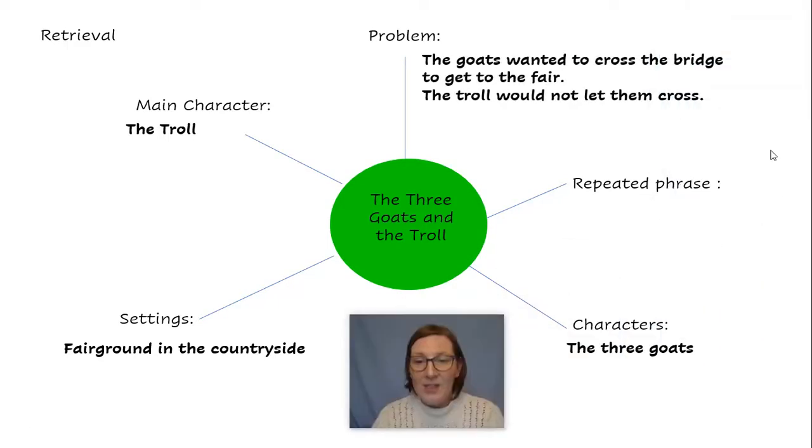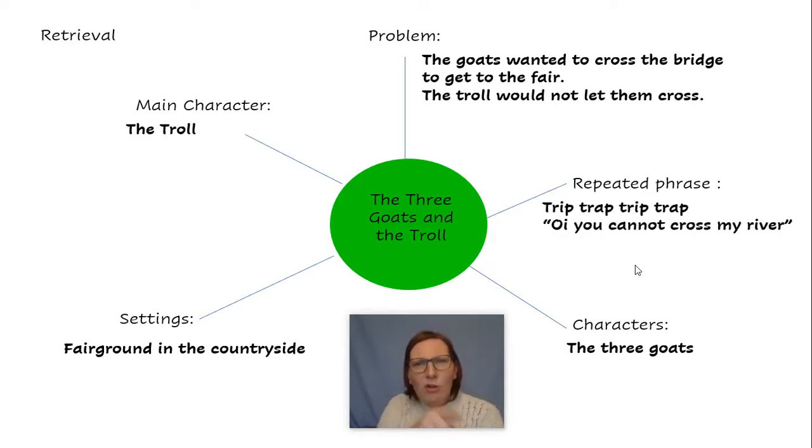Let me move my picture down there. But the troll would not let them. And what did he keep saying to them? Well, each time that the goats got onto the bridge, they would go trip, trap, trip, trap, trip, trap. And the troll would jump up and shout, "Oi, you cannot cross my river." Do you remember that? Excellent. I hope you've been having a little look through that book and having a go reading it.